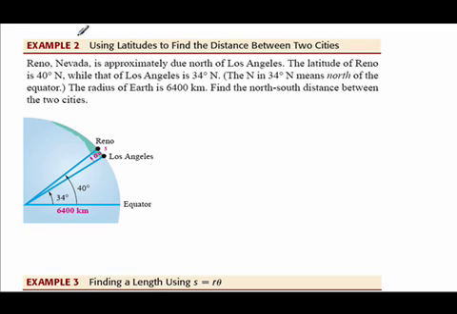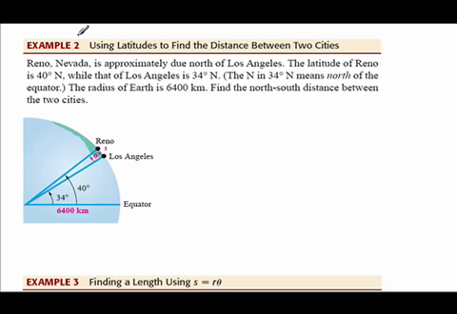Okay, let's take a look at a real-world example using arc length. It says that Reno, Nevada is approximately due north of Los Angeles. The latitude of Reno is 40 degrees north, meaning from the equator, while that of Los Angeles is 34 degrees north. The radius of the Earth is approximately 6,400 kilometers. Find the north-south distance between these two cities.